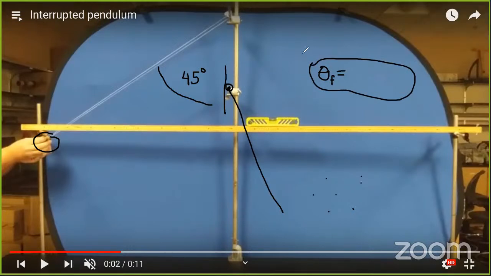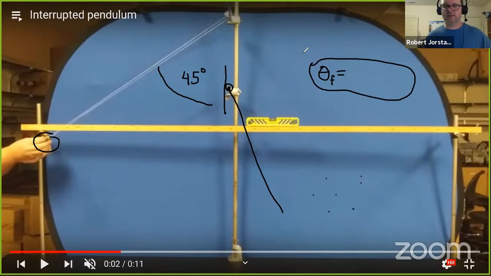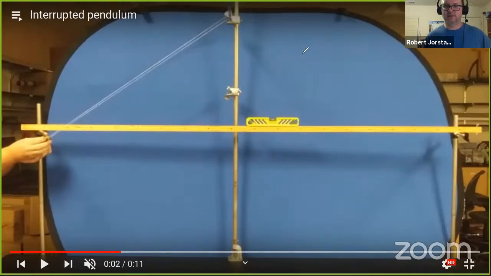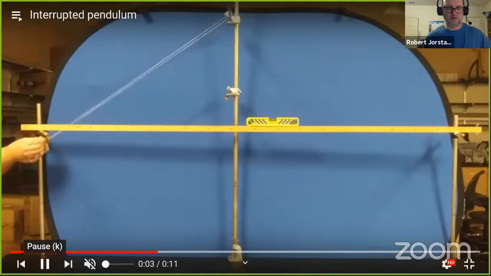So I heard one say equal. Well, let's run it and see, because it doesn't really matter. Let's see what we get. Here we go. Notice it's about 1 inch or so below the meter stick.